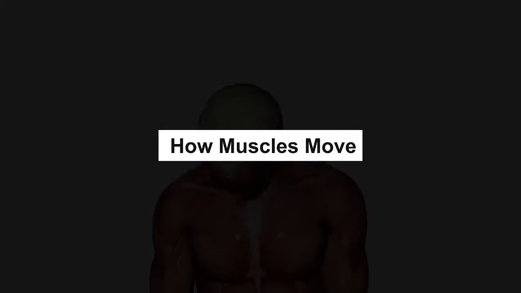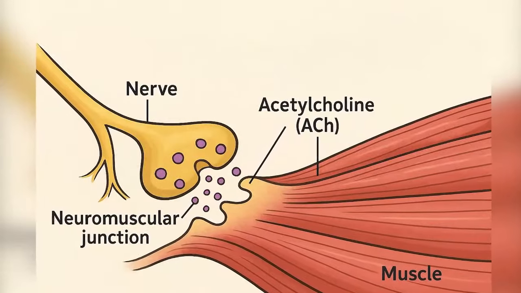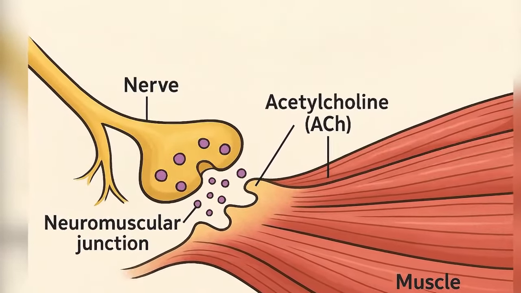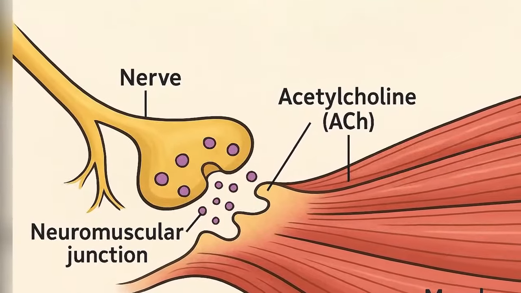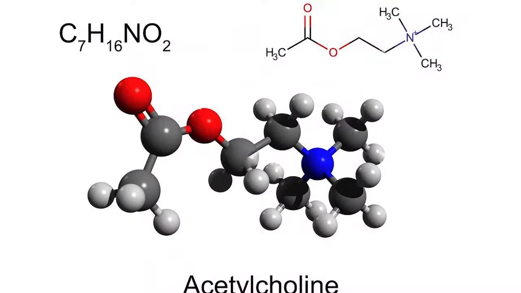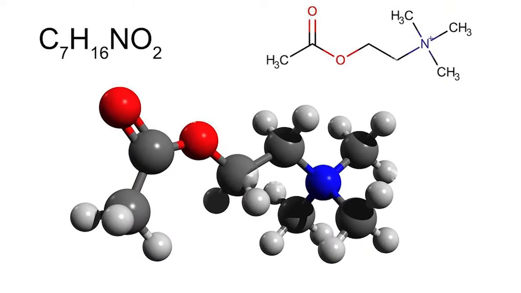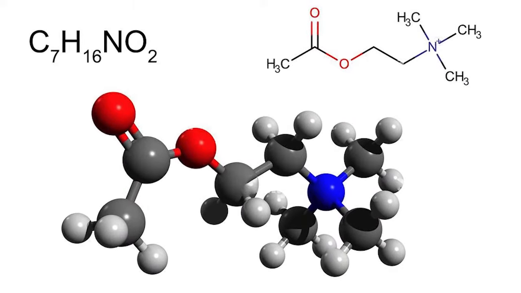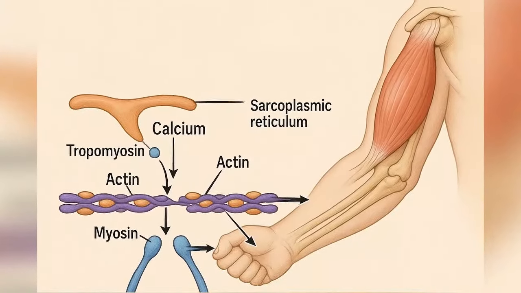How muscles move. Muscles work when they get a signal from your brain. A nerve sends a message to a muscle through a place called the neuromuscular junction. A chemical messenger named acetylcholine, ACH, is released. This chemical makes the muscle start an action potential, an electric wave inside the muscle. This wave tells a storage area, the sarcoplasmic reticulum, to let out calcium.